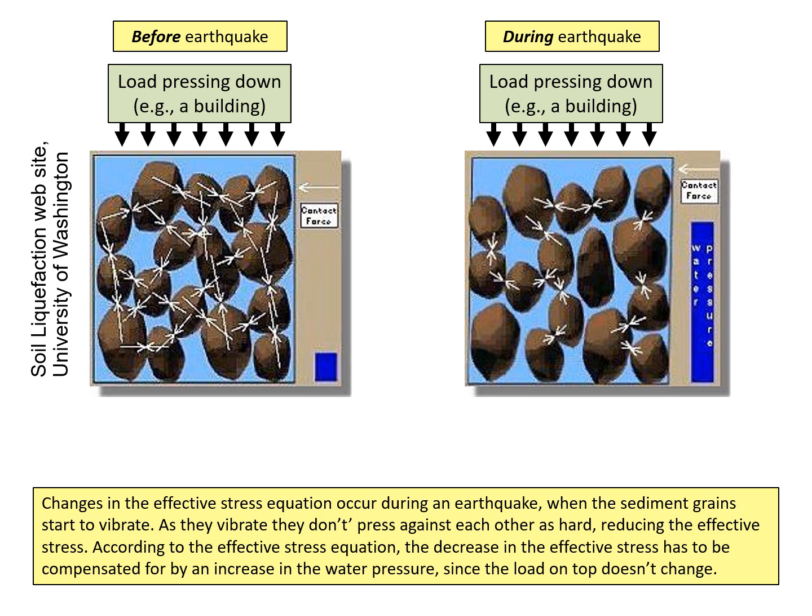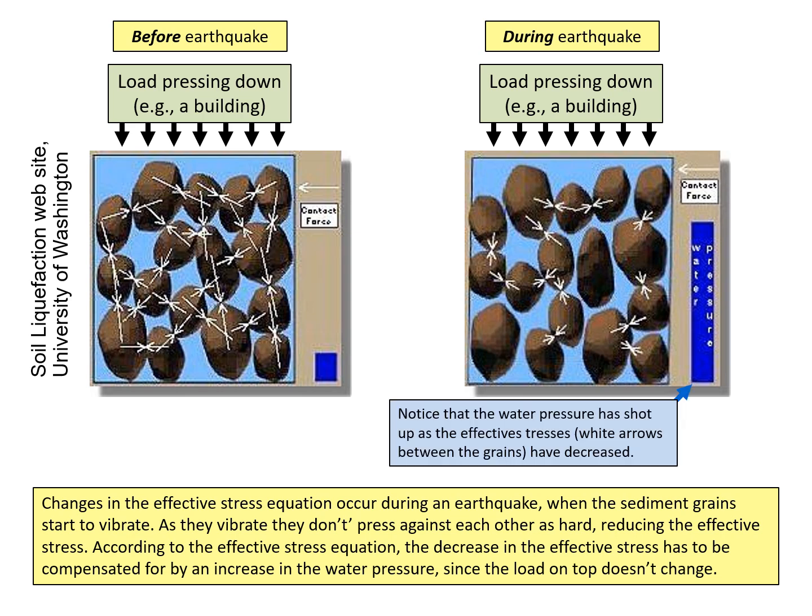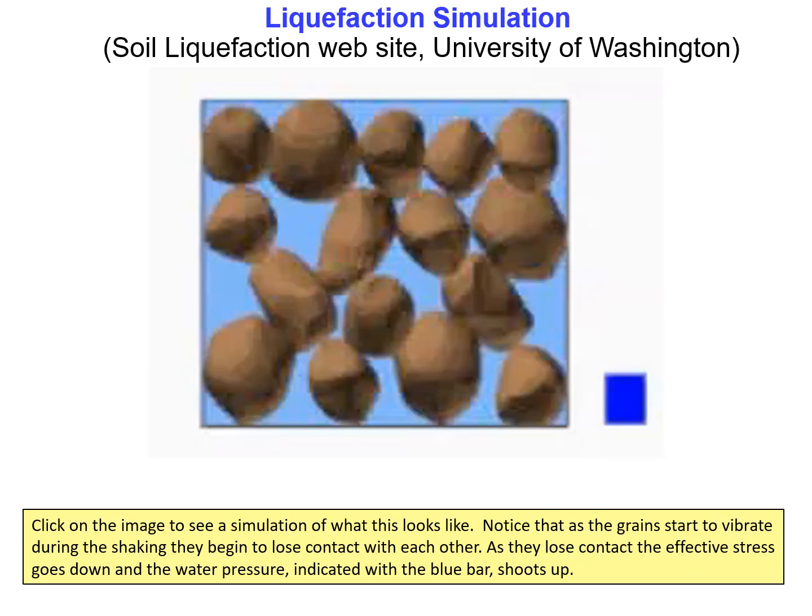During an earthquake, the seismic waves cause the ground to shake or vibrate. When they're vibrating, the sediment grains can't push as hard against each other, and the effective stress decreases. According to the effective stress equation, the water pressure must increase to compensate. Click on the figure to see an enlarged, slow-motion animation of what this looks like. The water pressure is indicated by the height of the blue bar. Notice how it shoots up as the effective stress decreases and the water pressure increases.